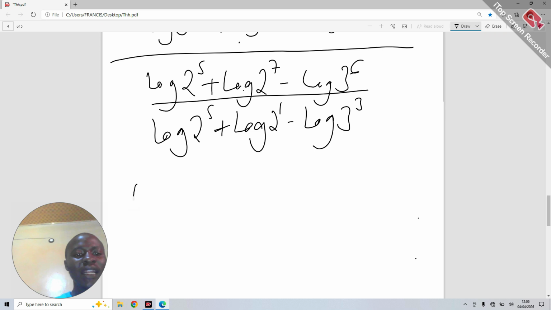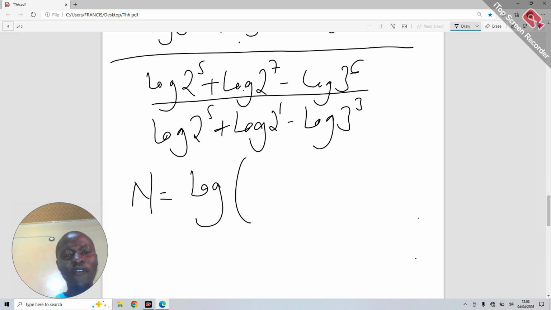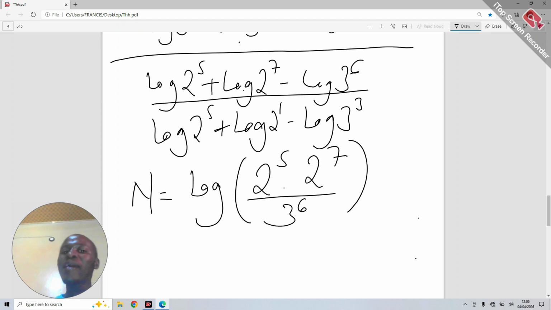Now, considering the numerator, you will see them having something like this: log of 2 power 5 multiplied by 2 power 7, everything all over 3 power 6. By just seeing this, as a marker or a teacher marking your paper, I'll give you 0, because you're wasting your time. There is no law like this.